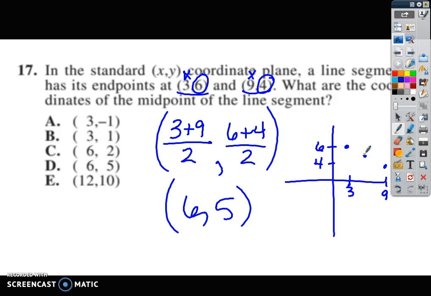And if you look at your answer choices, there's no way this is (3, 1) or (3, negative 1). And there's no way that it's all the way over here at (12, 10). So you know it's either (6, 2) or (6, 5) because it has to be in the middle of here. It also has to be in between their height, so it has to be between 4 and 6. So it has to be D. So just by sketching a picture, you could get to your answer if you don't remember your formula.